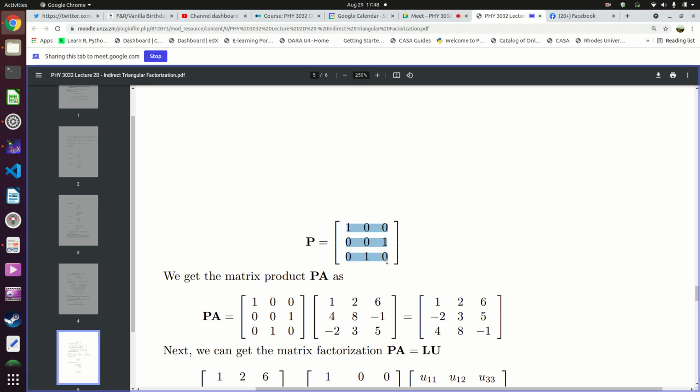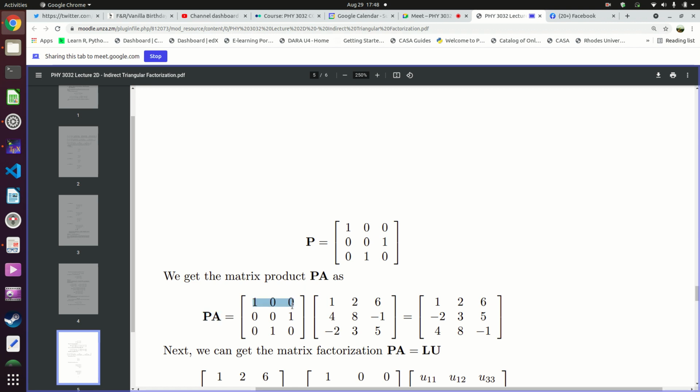Are we clear? Yes. Is it a good permutation matrix? From what I've done here, it's not a very good one, but it allows us to do factorization. So with this permutation matrix, what we do next is we multiply P times A.